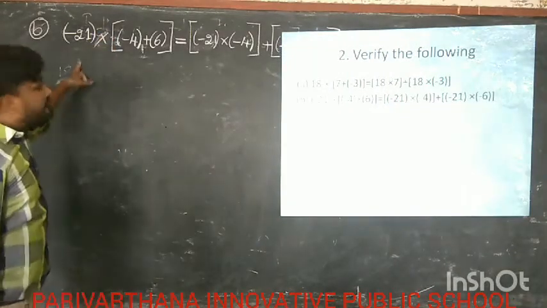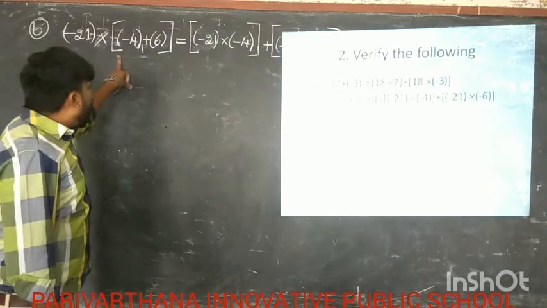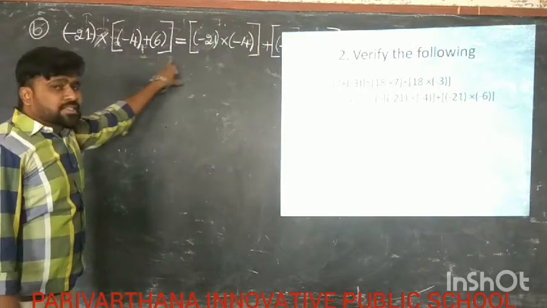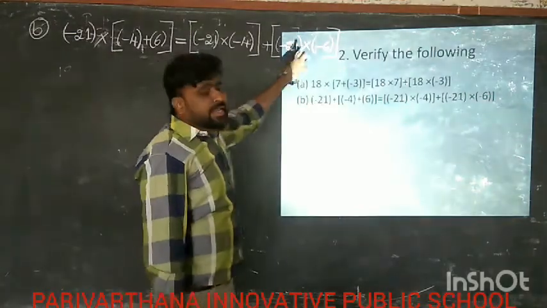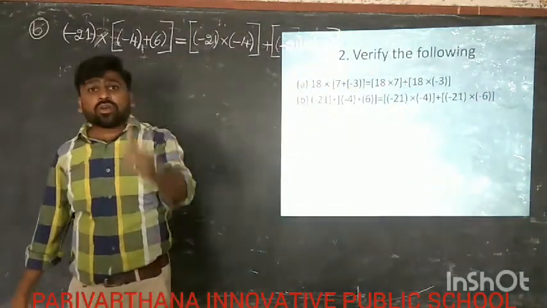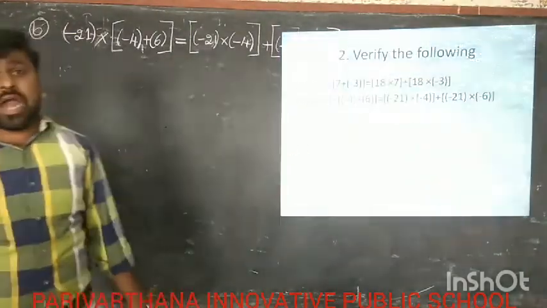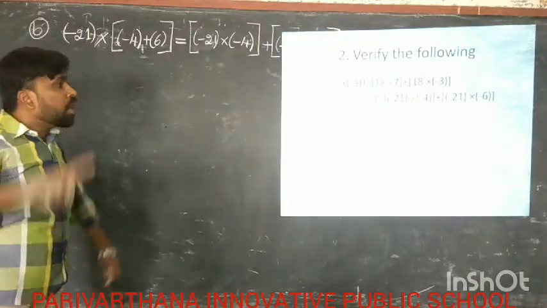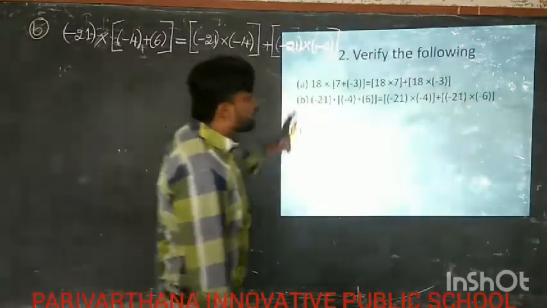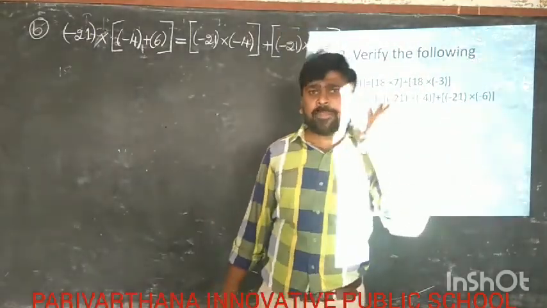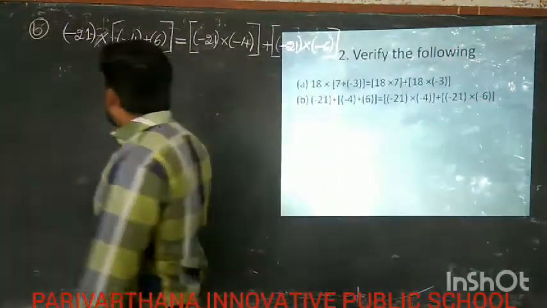Okay, now? A into of B plus C is equal to A into B plus A into C. It is also the distributive property of multiplication over addition. This one is also the same as the first one. Clear? I will show two problems also.